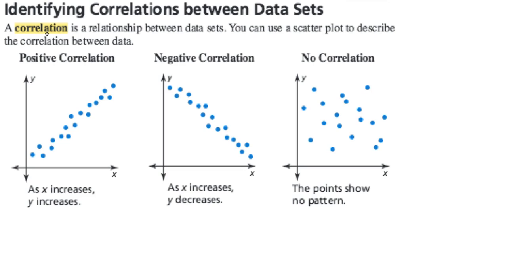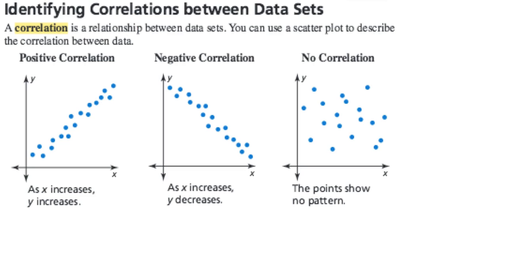So correlation is a relationship between data sets. You can use a scatter plot to describe the correlation between the two data. So the positive correlation, if you notice the first graph here, the dots are going up, an upward trend. So as the x value increases, the y value increases as well. Each one of these dots, or scatter plot, represents two data sets.